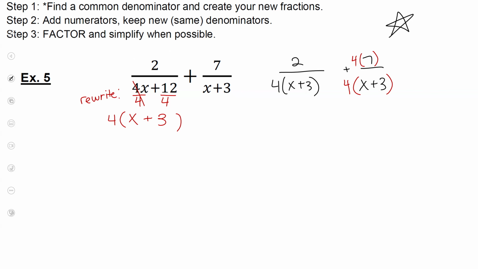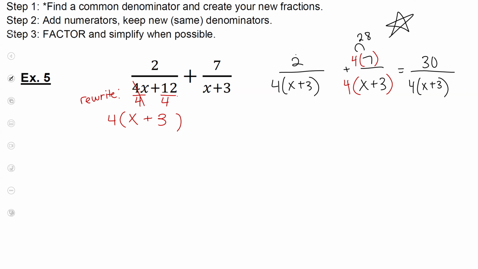So we're not gonna do two. Okay, so I'm gonna rewrite this. This will become, what's 4 times 7? 28, okay. So the denominator stays the same. What is 2 plus 28? 30. So that's how you add those fractions together.